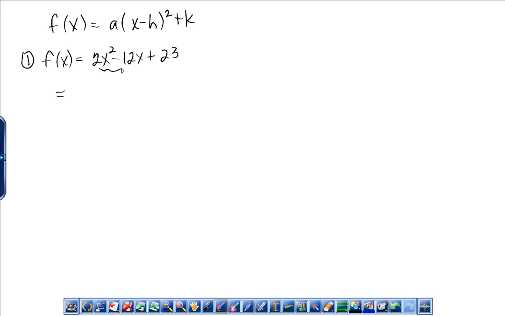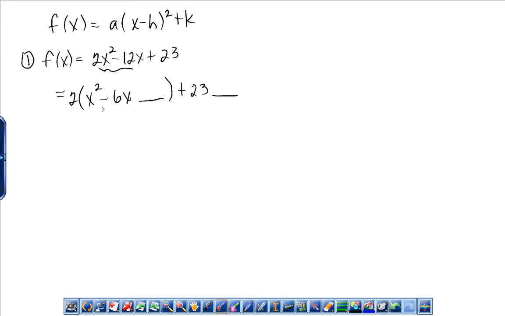I take these first two terms. Remember, your first value cannot have a coefficient, so I'm going to factor that out. So take out a 2. That gives you x squared minus 6x. I'm going to leave a blank inside my parentheses. Add 23. And I'm going to bring a blank outside. Your whole deal with completing the square is that you cannot change your equation. So you're basically adding an imaginary 0 to this equation.